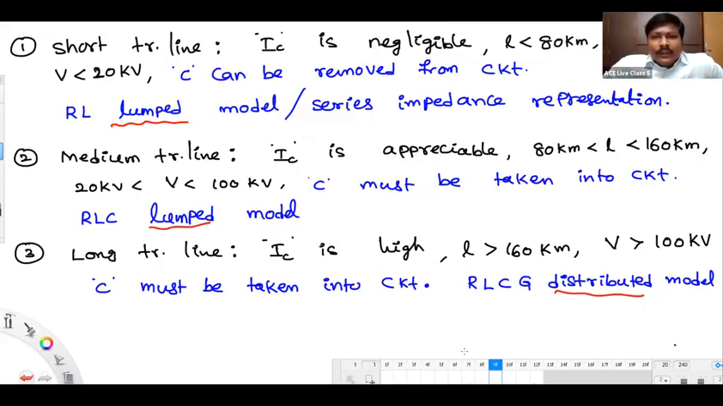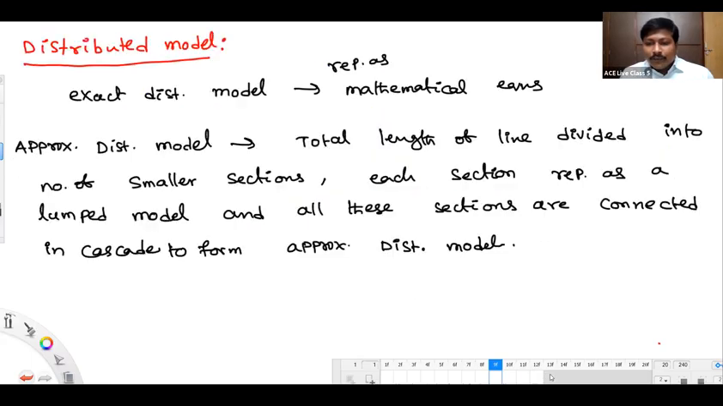Generally, we used to practice two types of analysis on any system, either a transmission line, transformer, anything. One is steady state, next one is transient. Listen, whenever you are doing steady state analysis, you have to represent that line in the lumped model. And whenever we are doing transient analysis, we have to take only the distributed model representation of the transmission line. So that point we have to note down.